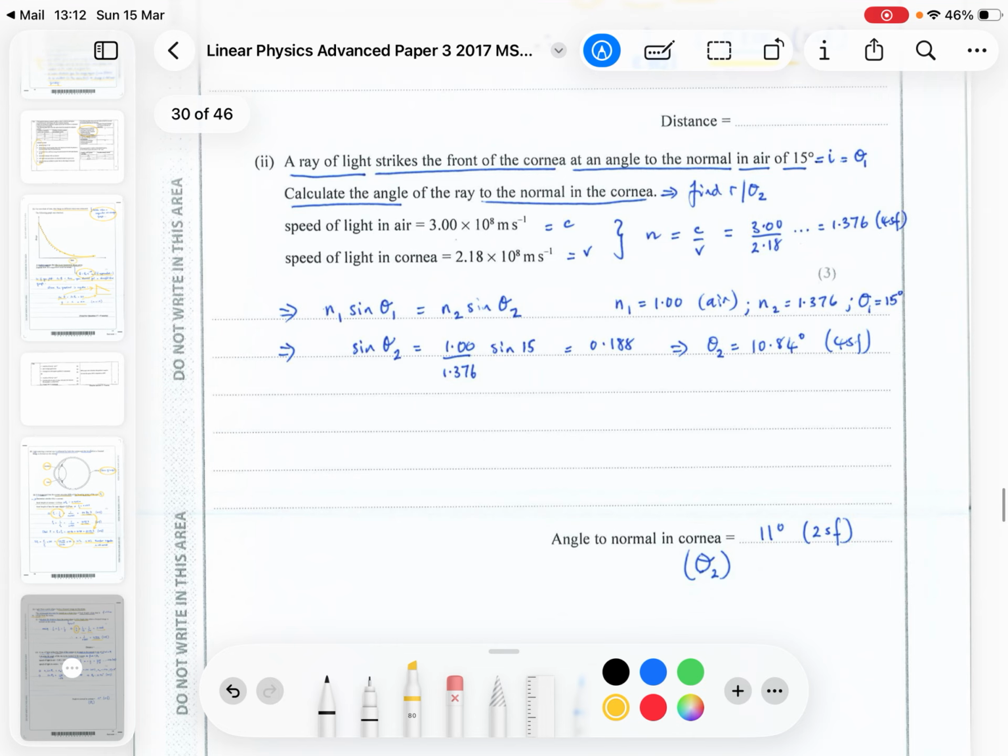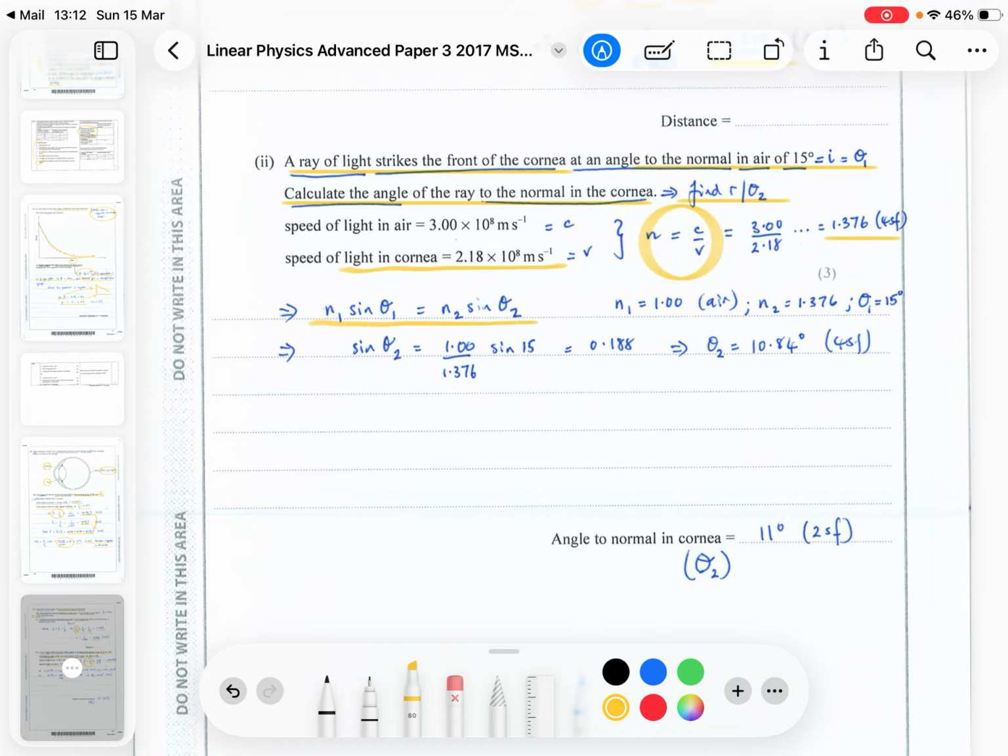And then a ray of light strikes the front of the cornea at an angle of 15 degrees, so that's the refraction we're talking about. Calculate the angle of the ray in the cornea. It's now gone into the optically denser medium, so you've got to find R or theta 2. They've given us the speed of light in air and the speed of light in the cornea. So from these two velocities, you can work out the refractive index of the cornea, which I've done to 3 decimal places, 4 significant figures.